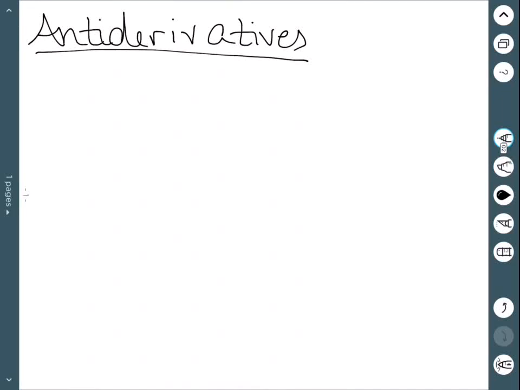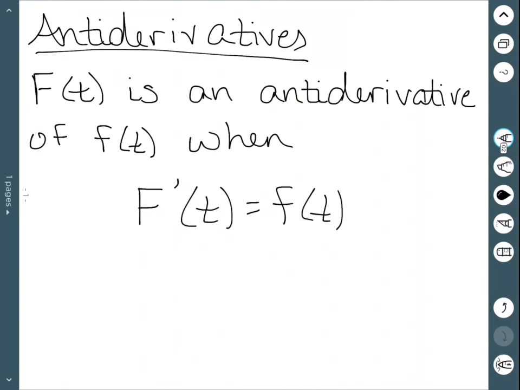Here we'll discuss antiderivatives of functions. So the first question is, what is an antiderivative? We say that capital F of t is an antiderivative of little f of t if capital F prime is equal to little f. Essentially, it is the reverse of the derivative. An antiderivative is what function has this as its derivative.